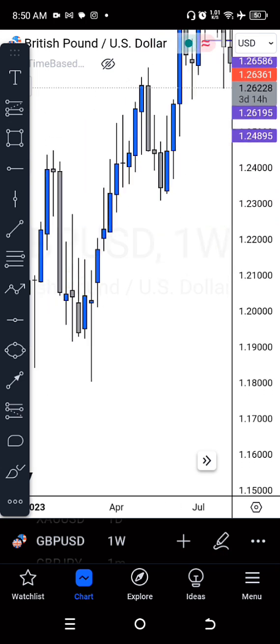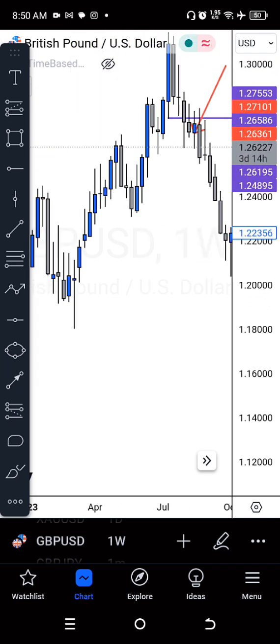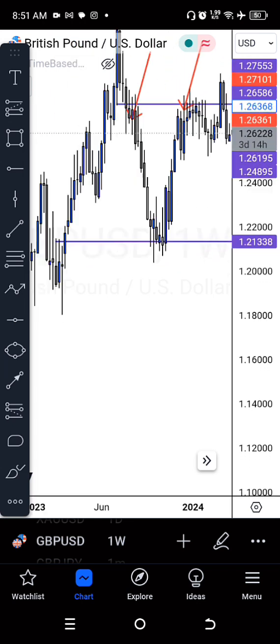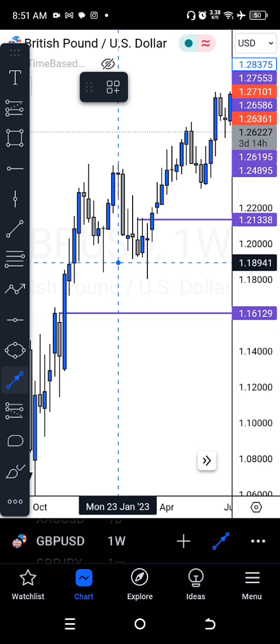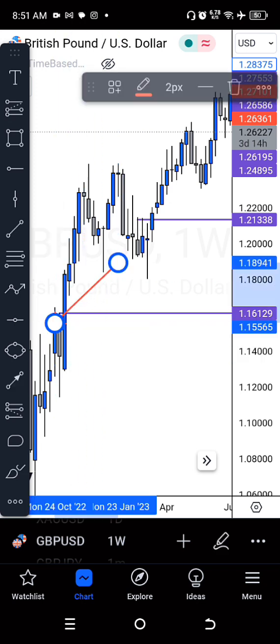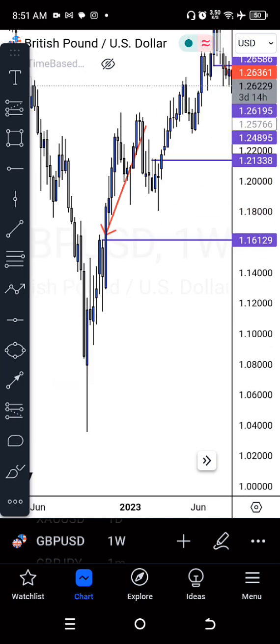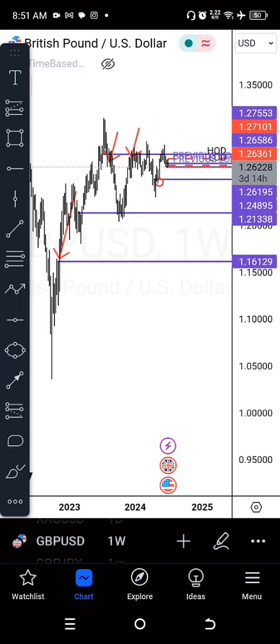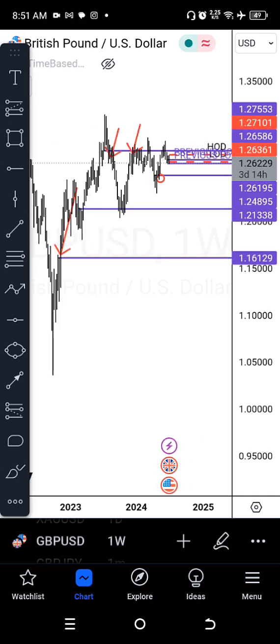For example, this one has also been used. Let me check this one. This one has also been used. You see, also been used, but this one has not been used. This one here, not been used. So in the future, the market might likely come back to this particular area. It will either retest, break and retest, or bounce off from this area.